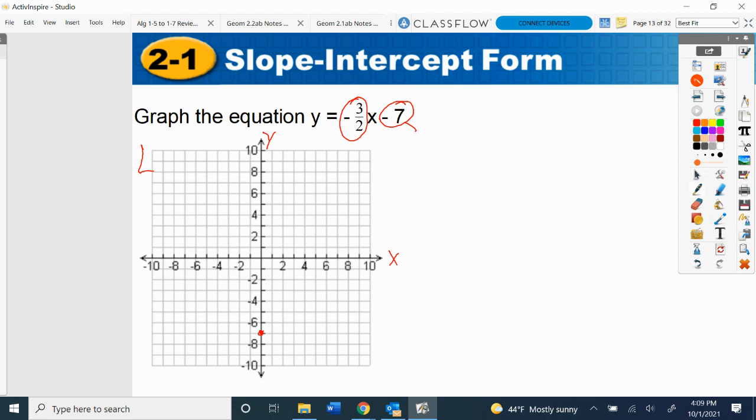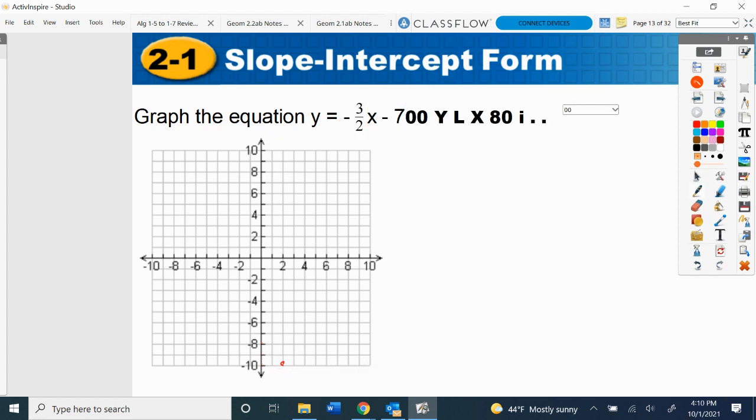So to make this happen, I'm going to go down 3 and then to the right 2. Starting from here, I'm going down 3, 1, 2, 3, to the right 2, and that tells me where my next point is going to be, right there in that location. If you take a look, the direction those points are aligned is pointing to the left, which is what we want, because our slope needs to be negative.